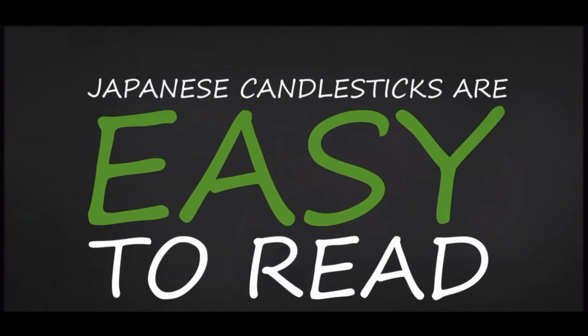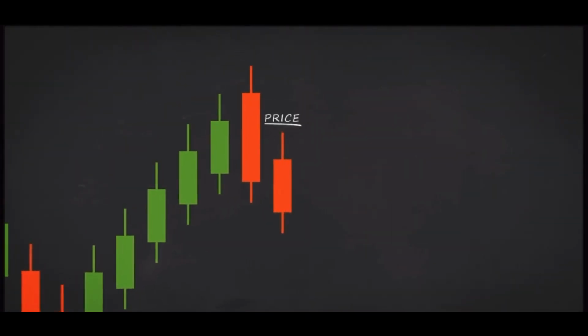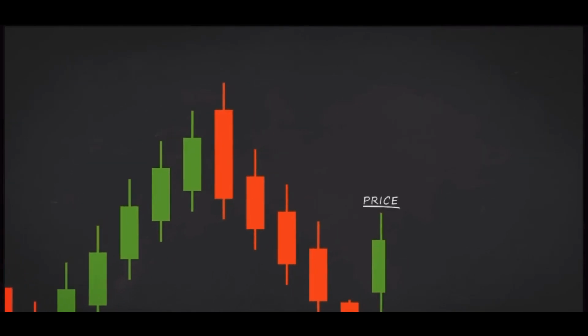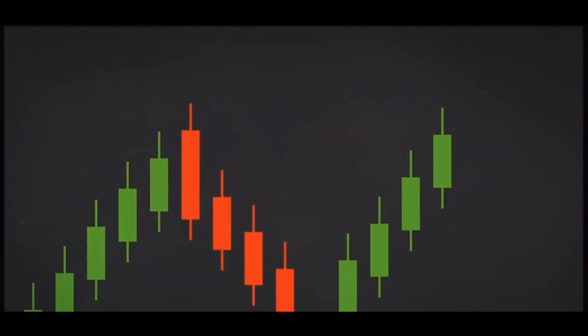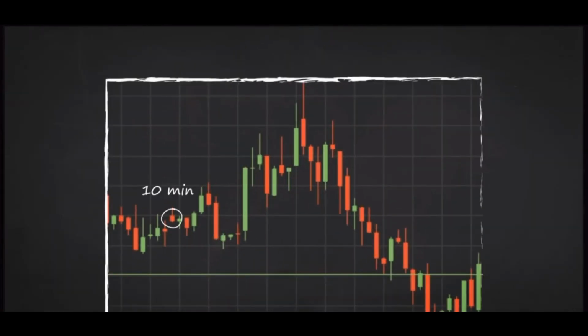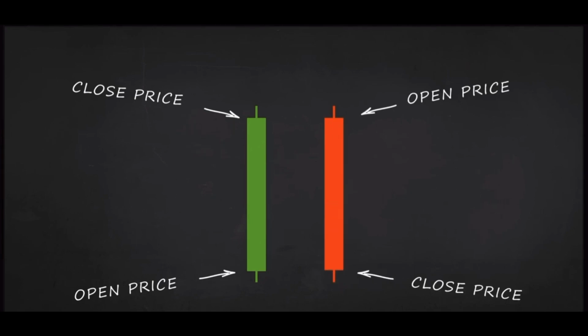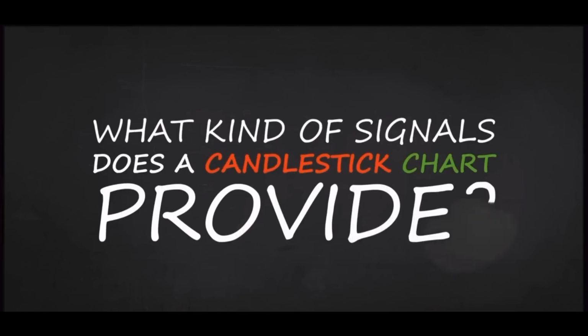Japanese candlestick charts are easy to read. A red candle shows that the price is going down, and a green one represents an increasing price. If you're looking at a 10-minute chart, each candle represents a 10-minute time interval. We see a green candle when the open price is lower than the close price. If the price closes lower than it opened, then the candle is red. As simple as that. What kind of signals does a candlestick chart provide?